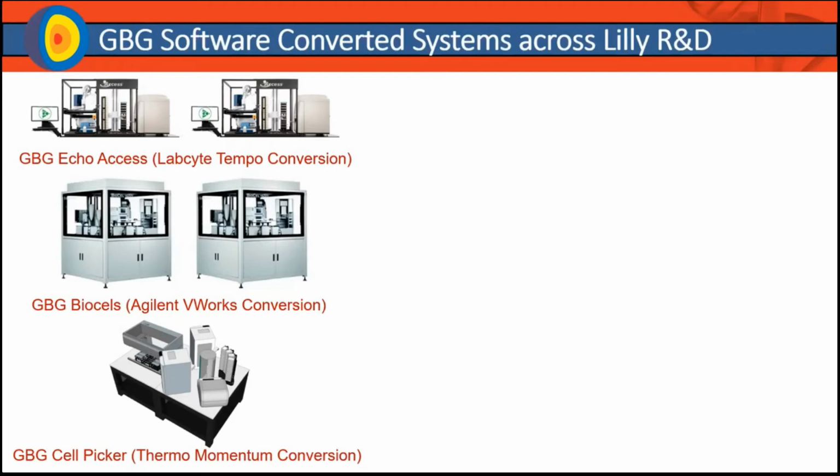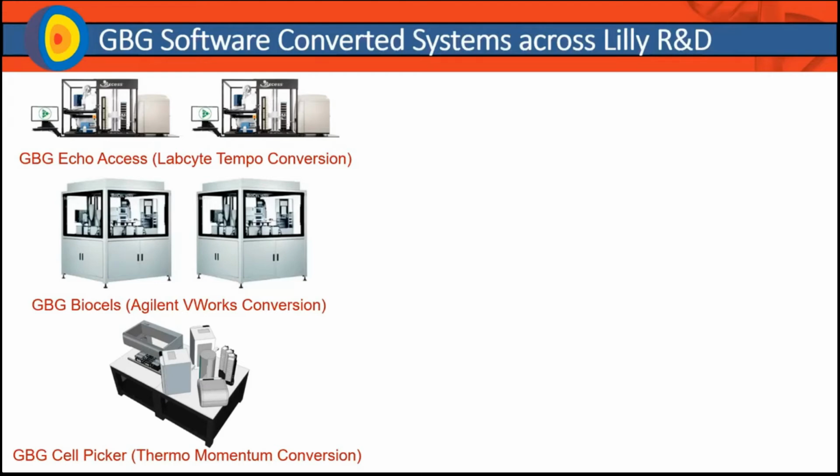A few examples of that are we've used Green Button Go to convert LabSite's Tempo software on our Echo Accesses. We have multiple of those conversions. We also have biocells that were running Agilent BWorks, and we've been able to convert those to now using GBG. That's a great example of extending the life of some of the devices that were at a point where there was no longer service or support, and it enables us to add new functionality to an older system.